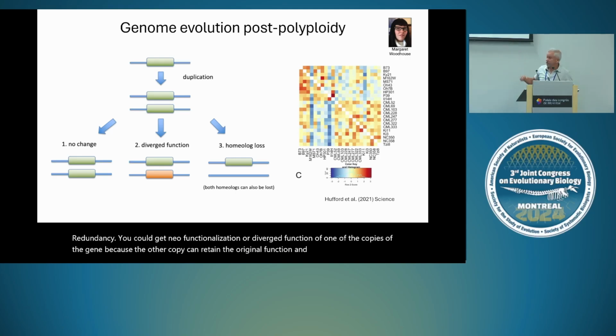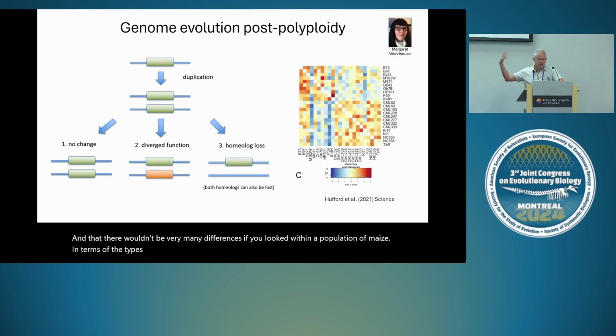And then the third outcome is that there could be loss of that second copy because it's redundant, it's not doing anything, it's a waste of transcriptional space, so let's just delete it from the genome. And so we thought that these processes probably played out shortly after the polyploidization event, and that there wouldn't be very many differences if you looked within a population of maize in terms of the types of deletions or neo-functionalization that you could see across individuals.